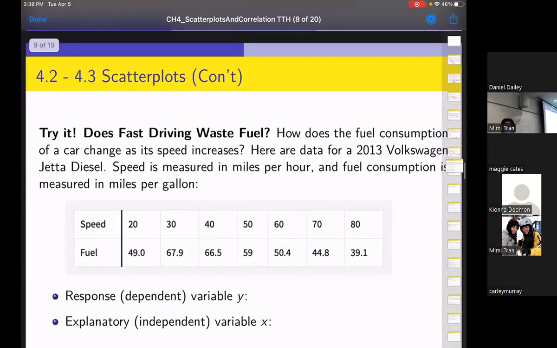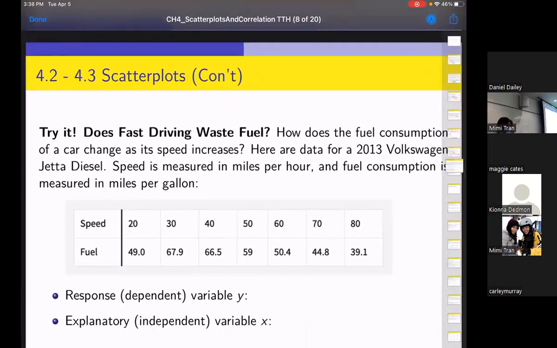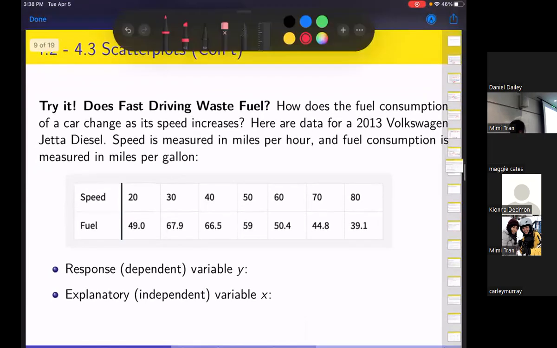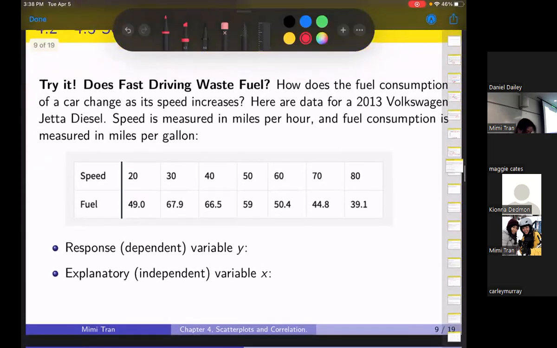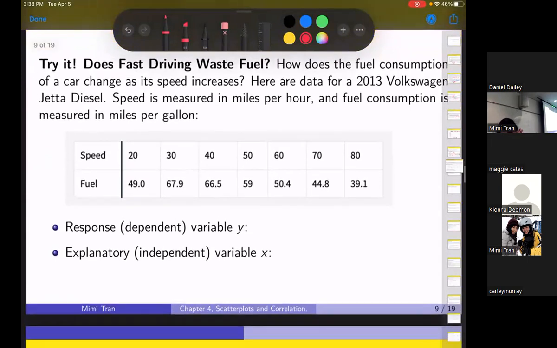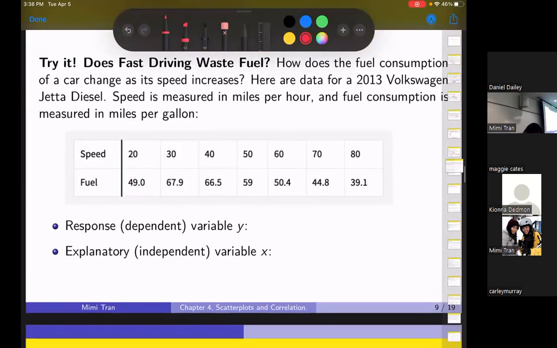Okay, so example 2, I got it from your book. So let's see. Does fast driving waste fuel? How does the fuel consumption of a car change as its speed increases? Here's all the data of a 2013 Volkswagen Jetta diesel. Speed is measured in miles per hour, and fuel consumption is measured in miles per gallon. What is my response variable? What do you think?